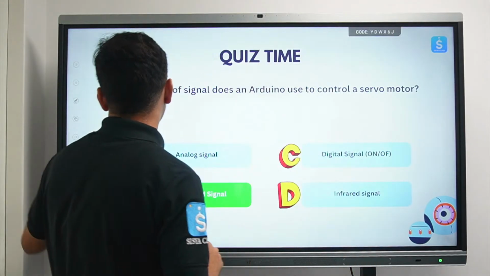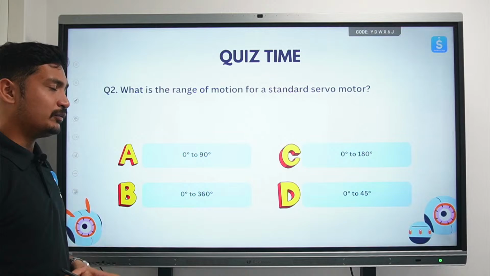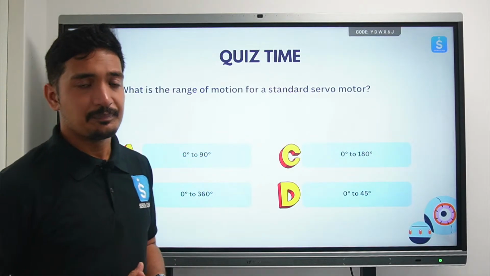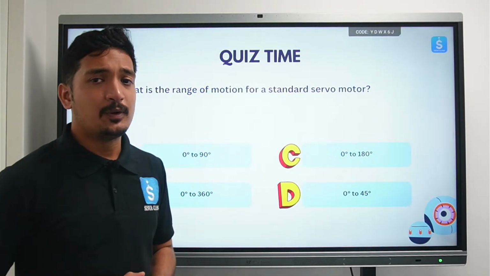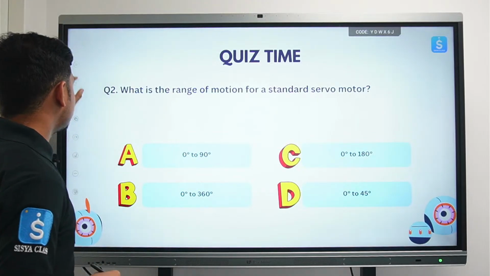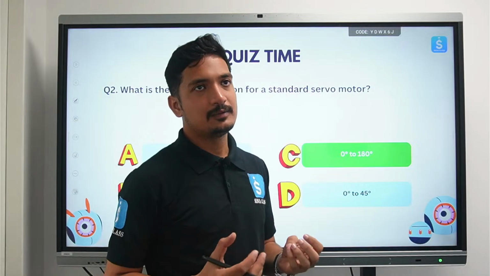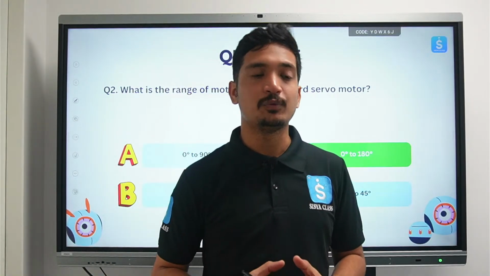Okay, moving ahead to the next question: what is the range of motion for a standard servo motor? For a standard servo motor, what is the range of it? Okay, I'll take a pause. Tell me what will be the correct answer. Well, that's right. The correct range for a usual servo motor is going to be 0 degree to 180 degree.